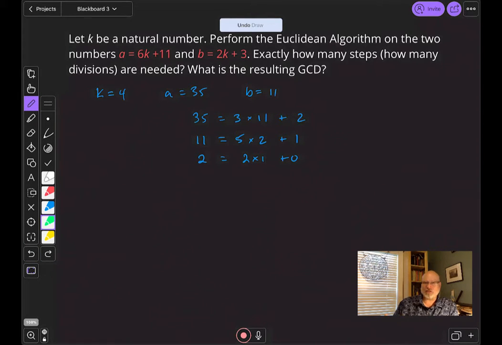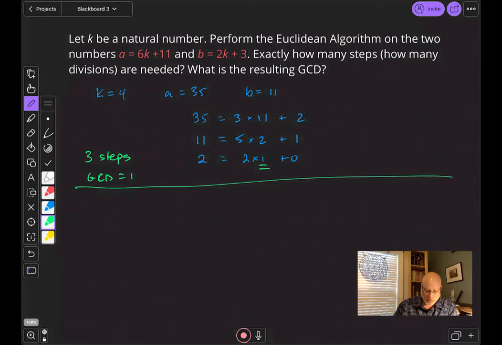To answer our questions then, this took 3 steps, and our greatest common divisor was 1, because that's what this is right there. Now the question is, is this always the case for any value of k, or was it just the case when k equals 4? So let's do the same process, but this time without substituting something in for k.